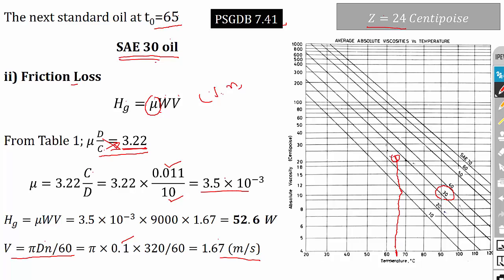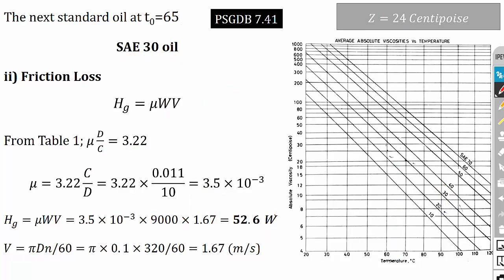Once I have calculated the value of mu, I can substitute everything in the Hg equation and calculate the Hg value. Remember that while calculating Hg, you have to substitute the W value in Newton and V value in meter per second. So the friction loss is 52.6 watt.